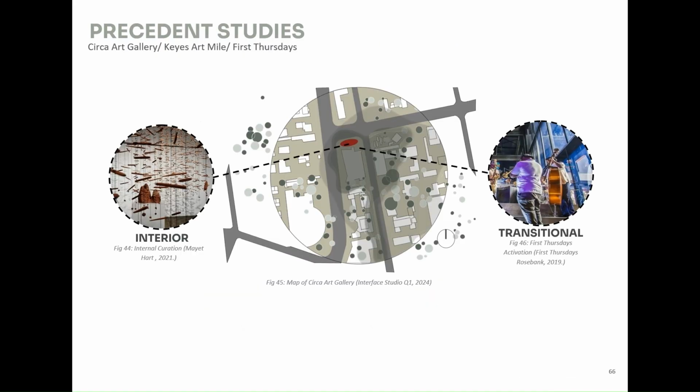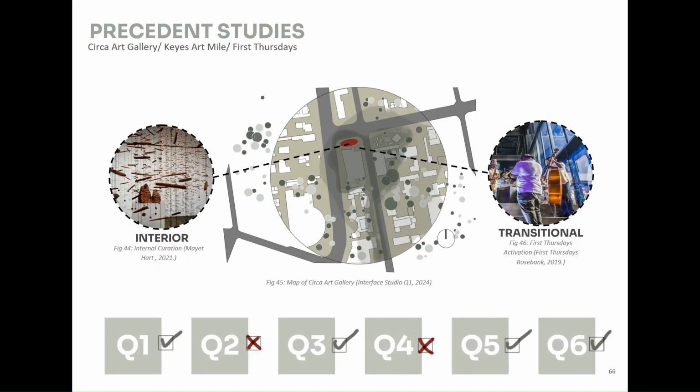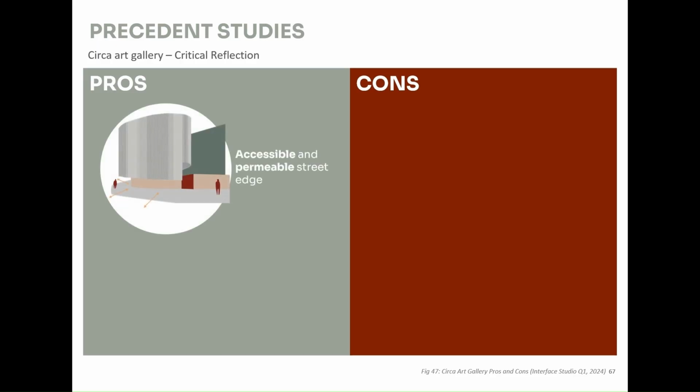Next, we looked at the Circa Art Gallery on Keys Avenue in Rosebank, Johannesburg. The art gallery prompts users to spend time with the art and develop a connection through mixed curatorial methods. After applying our questions, we found that it fell short with regard to questions 2 and 4. The gallery has an open and accessible street front. This is inviting and activates the transitional space.